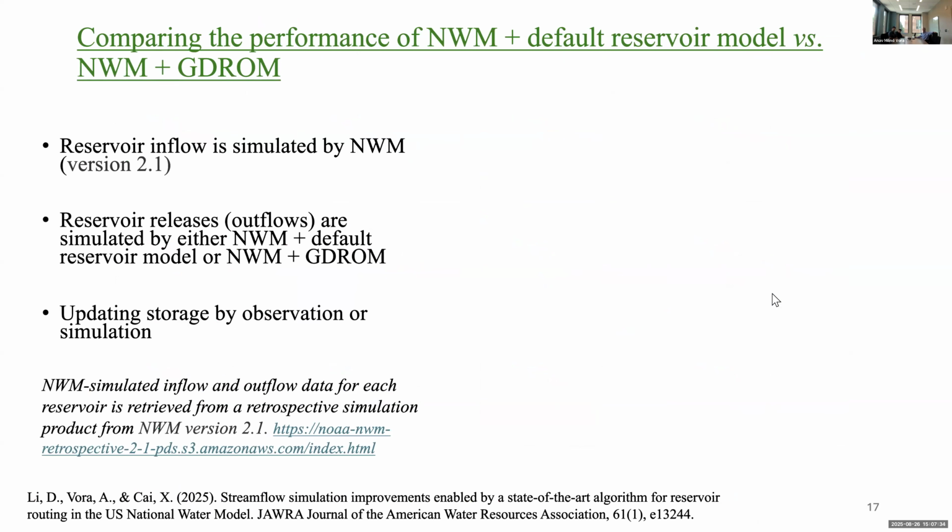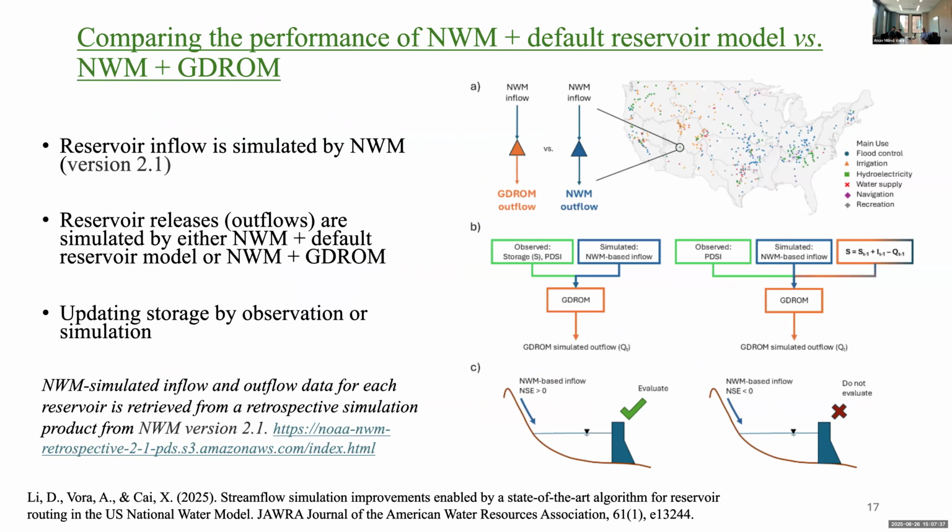Okay, so now I move to some testing exercise with the National Water Model. I'm okay with the time. This is not a tightly coupled model. Basically, we got the NWM to simulate the inflow and outflow for a historical period. We use NWM version 2.1. I know we have a new version, but when we worked on this, we could only access this version.